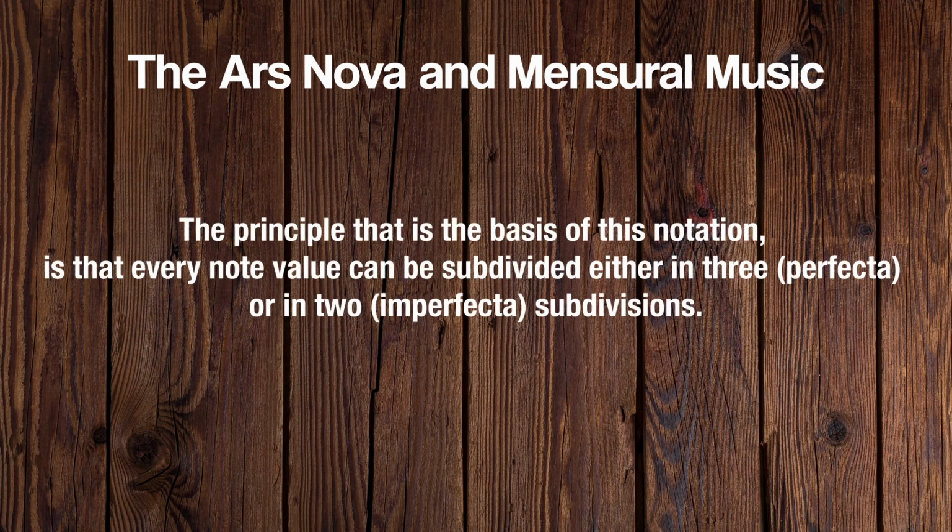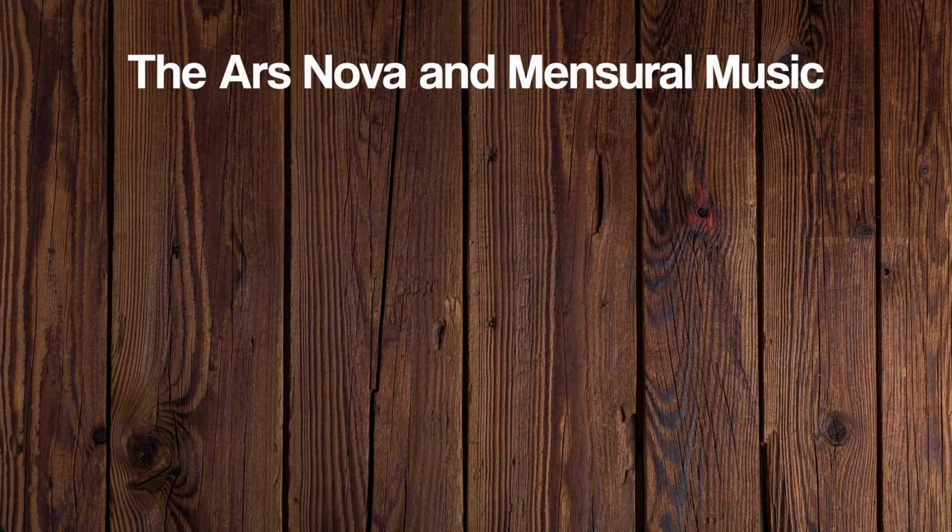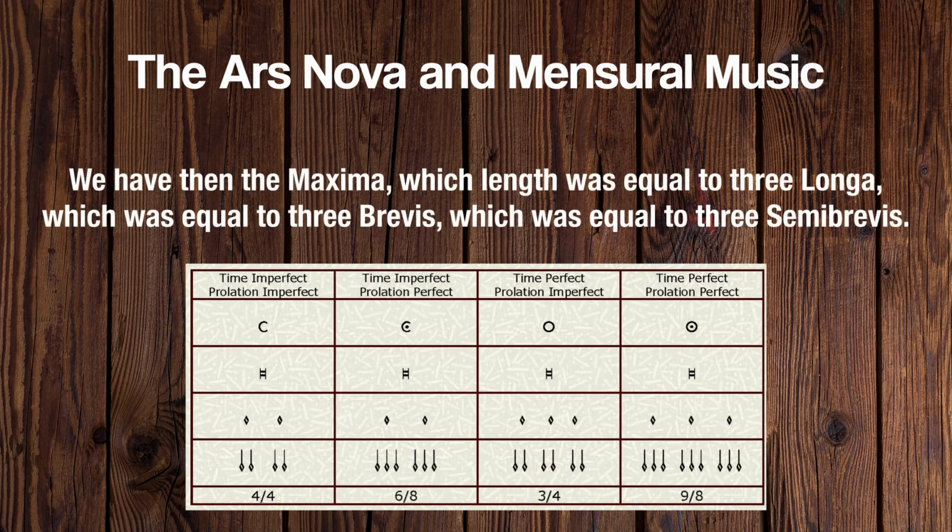The principle that is the basis of this notation is that every note value can be subdivided either in 3, perfecta, or in 2, imperfecta, subdivisions. We have then the maxima, whose length was equal to 3 longa, which was equal to 3 brevis, which was equal to 3 semibrevis.